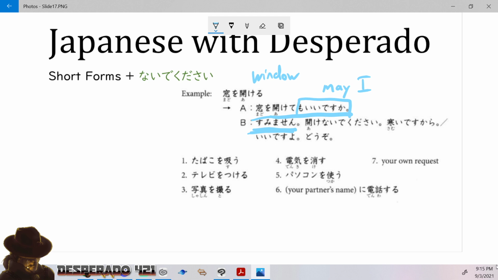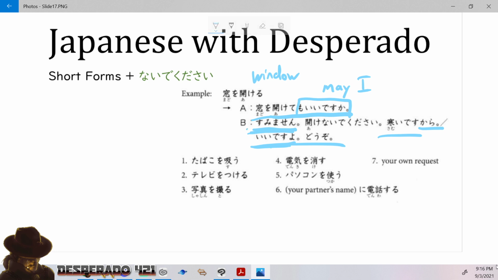Akenai de kudasai. Don't open the window. Samui desu kara. It's cold. I'm cold. Because it's cold. So, ii desu yo, dozo. Ii desu yo and dozo is okay.